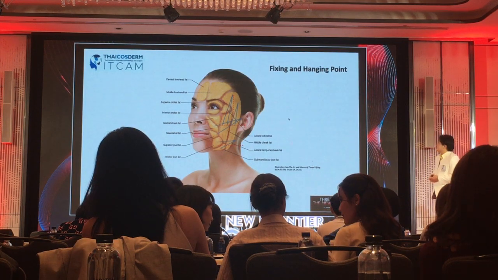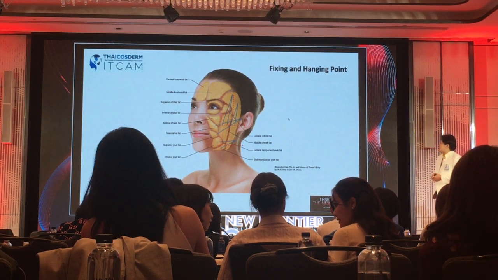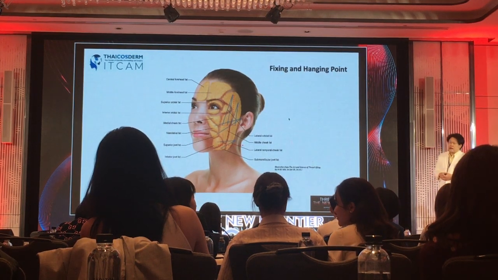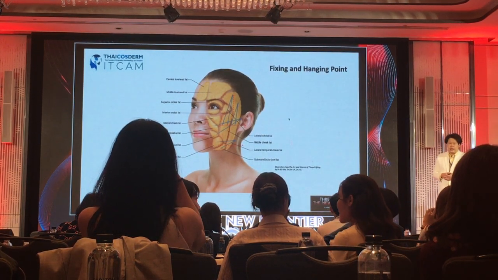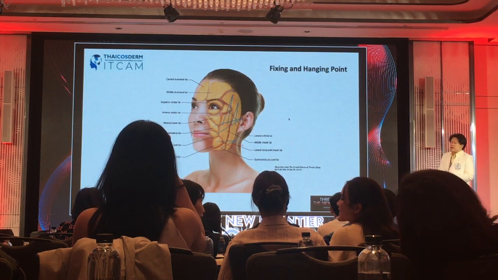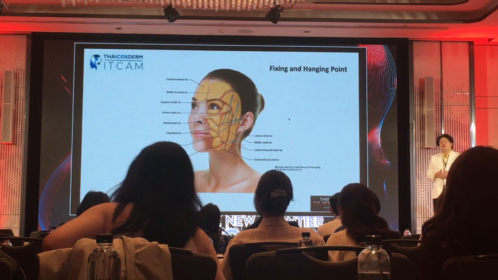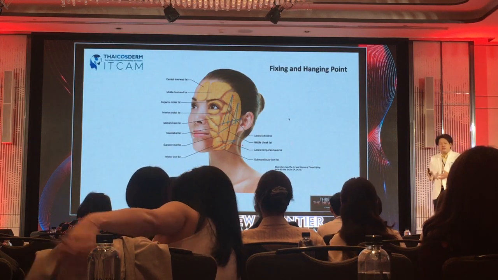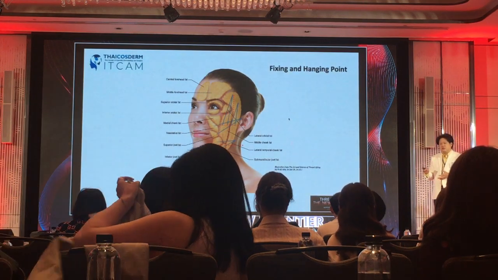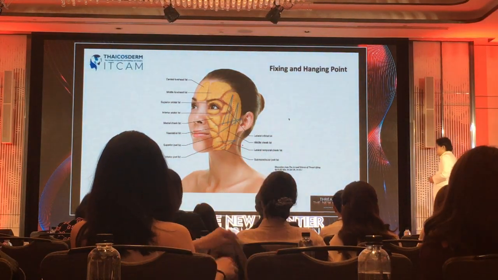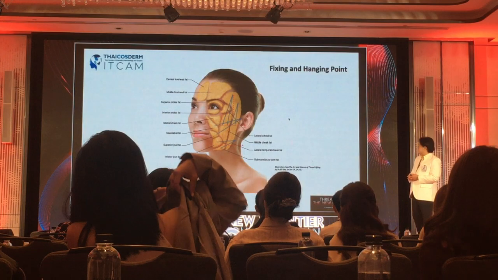You will see that the first fixing point is at the mandibular angle. Why do I use that one? Because we already know that there is a ligament, the platysma auricular ligament. We can use it for the fixing point. And the hanging point could be at the inferior jaw or at the submandibular area.